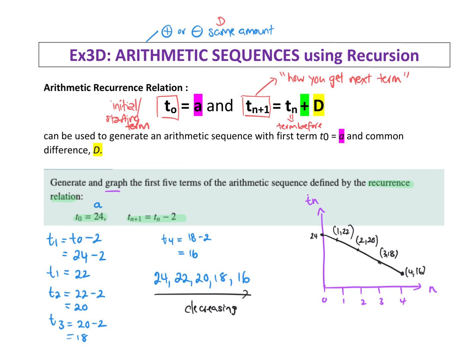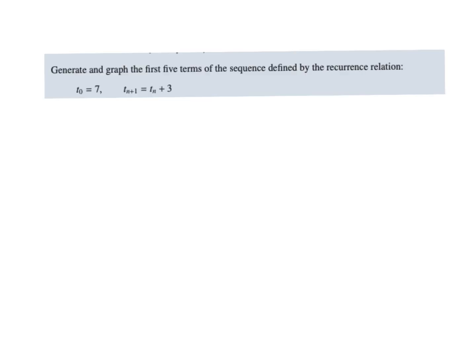Okay, so then it says generate and graph the first 5 terms of the sequence defined by this recurrence relation. So we've got T0, so T0 equals 7, and the way I get the next one is here.